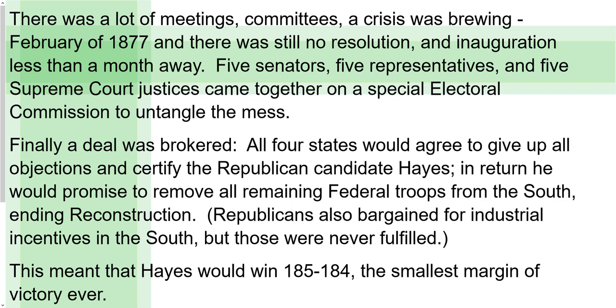185 to 184, the smallest margin of victory ever. And Hayes is a man of his word, and he pulls all the troops from the South. Some say it was too quick and he should have waited, but no, this is what happens, and this is part of what's known as the Compromise of 1877. Okay, fascinating story, right? Okay, great, that's wonderful.